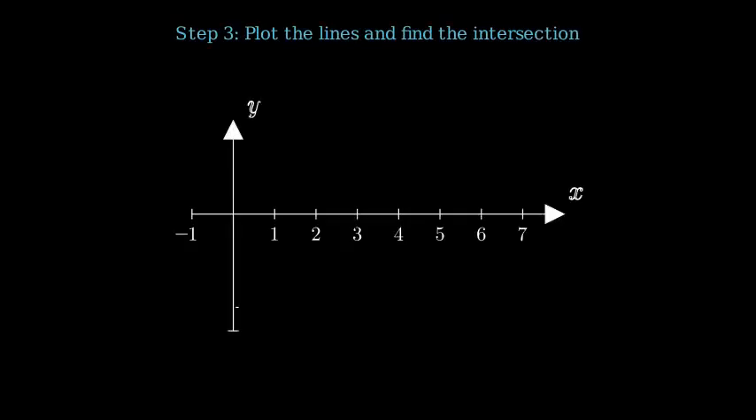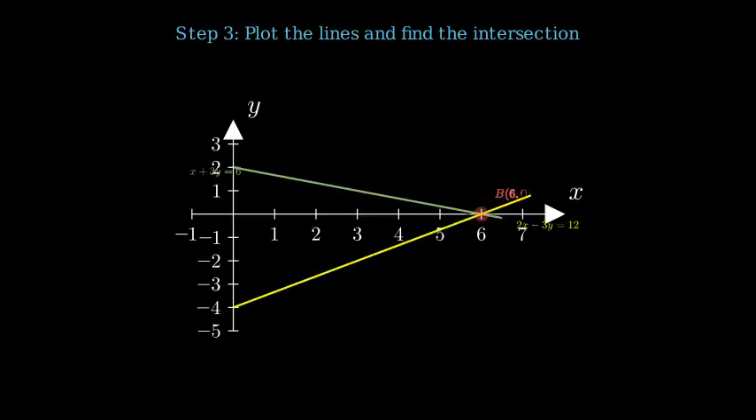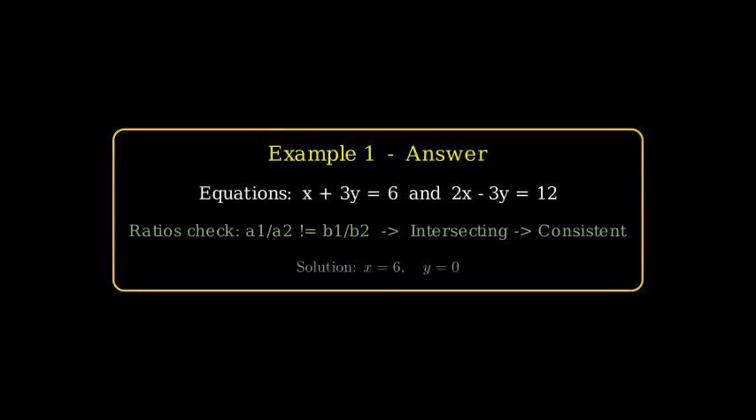Plot the points (0, -4) and (6, 0), and draw the line. Both lines pass through the point (6, 0). The lines intersect at x equals 6, y equals 0. Therefore the pair is consistent and the solution is x equals 6, y equals 0. Verification: 6 plus 0 equals 6, and 12 minus 0 equals 12. Both equations are satisfied.